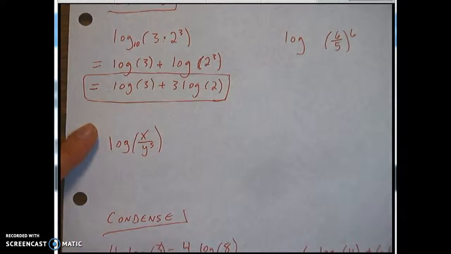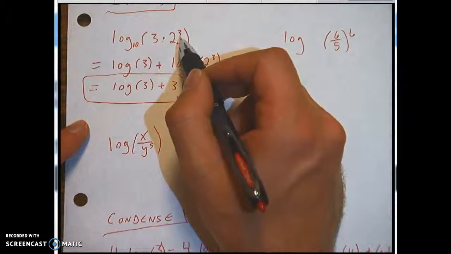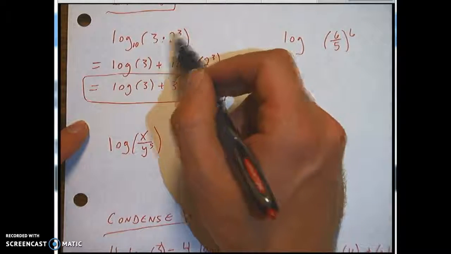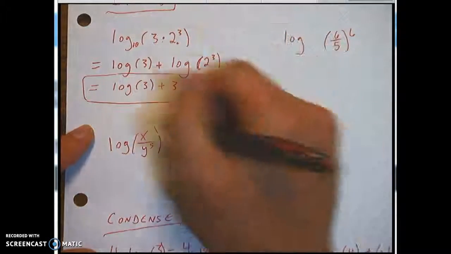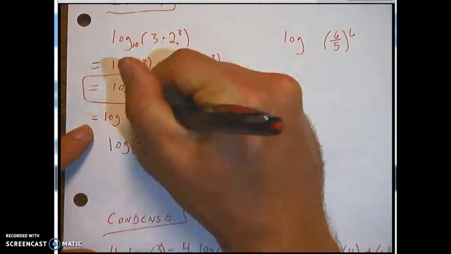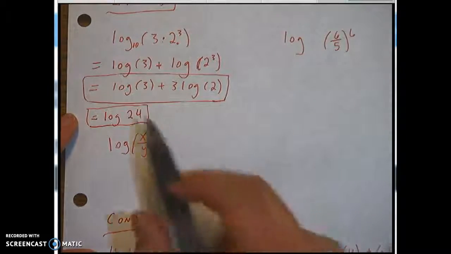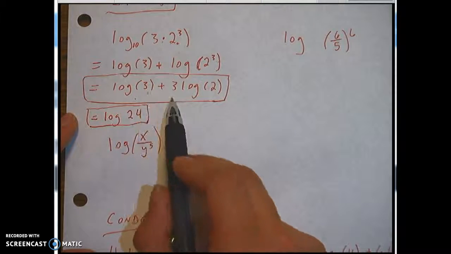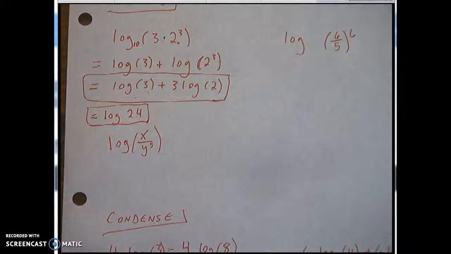Now, there's another way you could have thought about this problem by actually doing this multiplication. 2 to the third is 8, and 8 times 3 is 24. So really what I've got here is log of 24. Now, I challenge you to go to your calculator and type in log of 3 plus 3 log of 2 and see if it's the same as log of 24. I think you'll find that it is, and that's something you should probably do and check just to make sure I'm not lying to you.